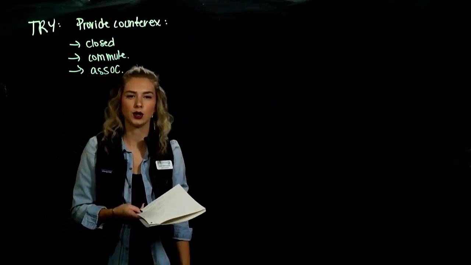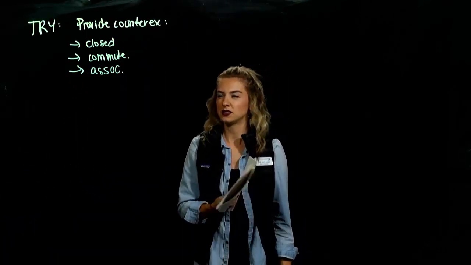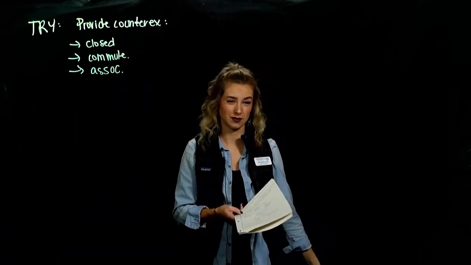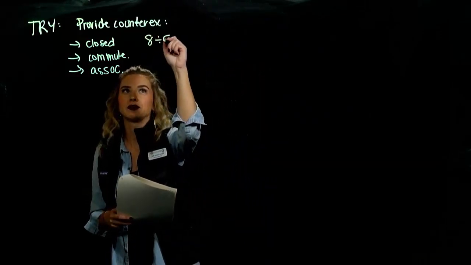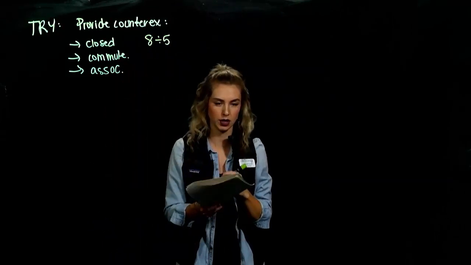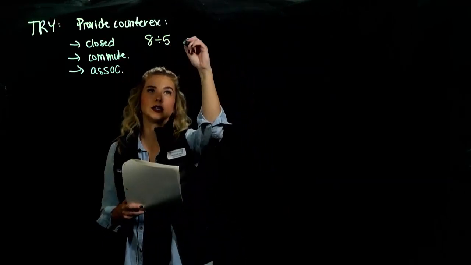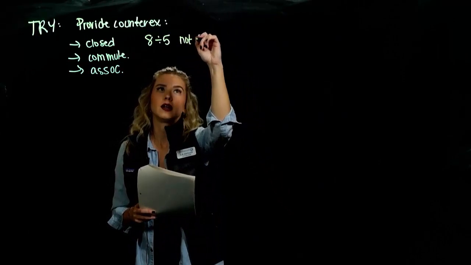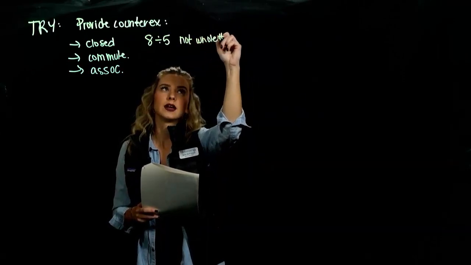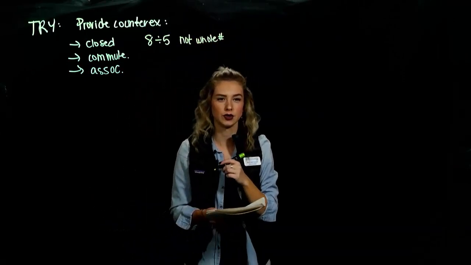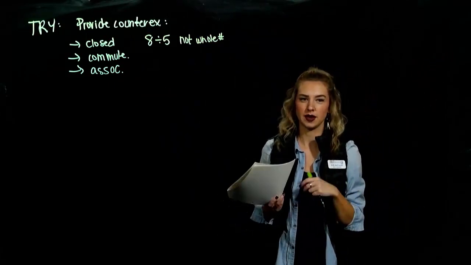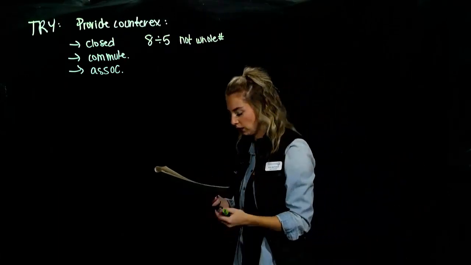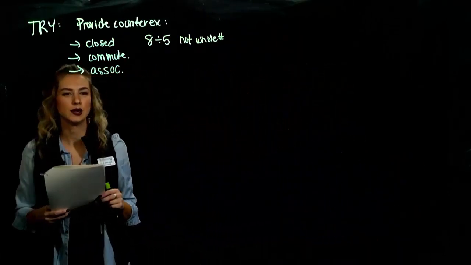So let's go for closed first, choosing two numbers that live inside of the wholes such that when we divide them, they don't live inside of that same set. For example, if I take 8 and divide it by 5, what kind of a number does it produce? A decimal, we're not dealing with a whole number. So that tells me it's not closed under division. I can't take any two random whole numbers, divide them, and expect to get a whole number back out. So it's not closed.